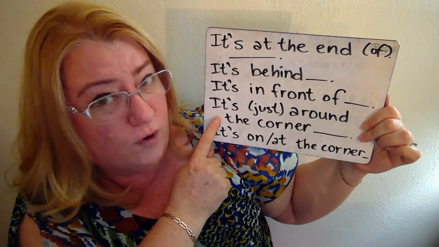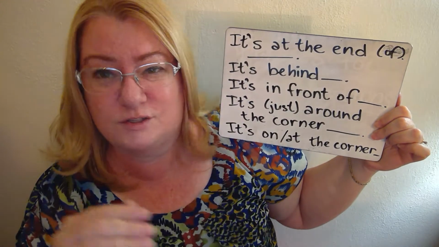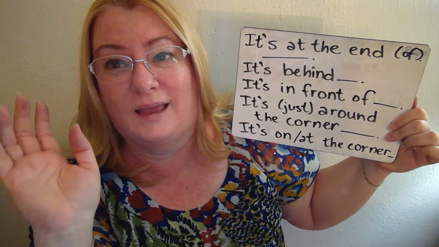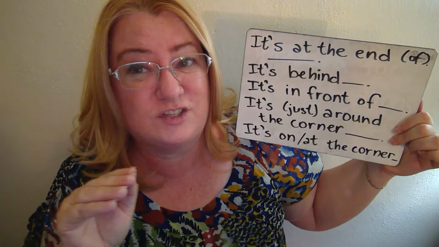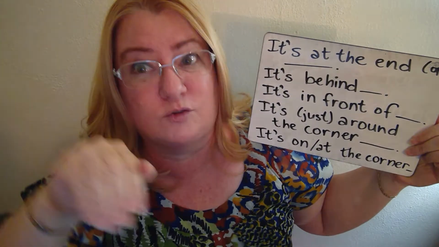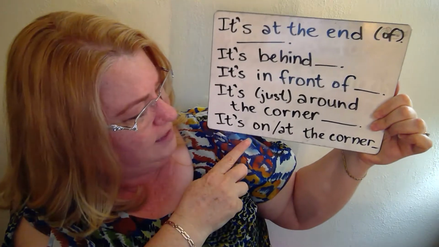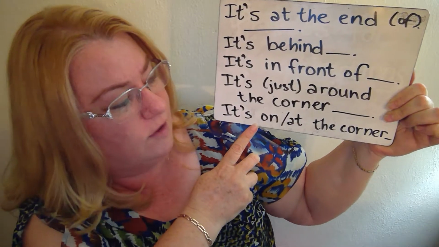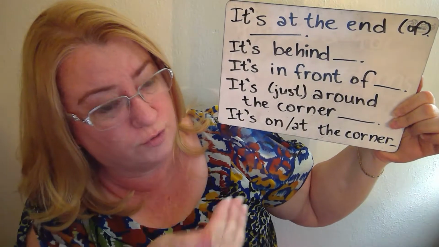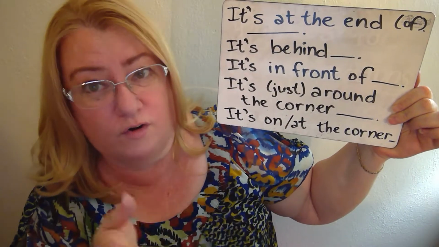It's around the corner. It's just around the corner. But if it's just around the corner, don't go too far. It's really close. And then it's on the corner, and name the corner streets. Or it's at the corner, name the corner streets.